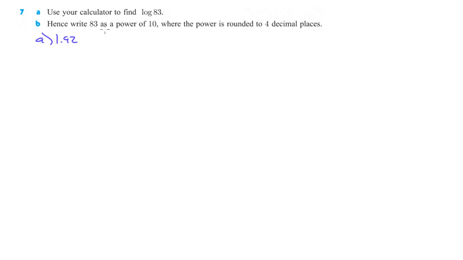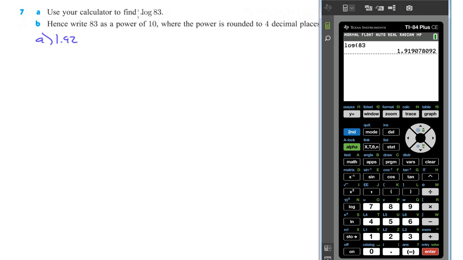Hence write 83 as a power of 10, where the power is rounded to 4 decimal places. Would have been nice if they had told us that up there. So there's our decimal, so 1, 2, 3, 4. So that 7 tells the 0 to get bigger, so it's 1.9191.